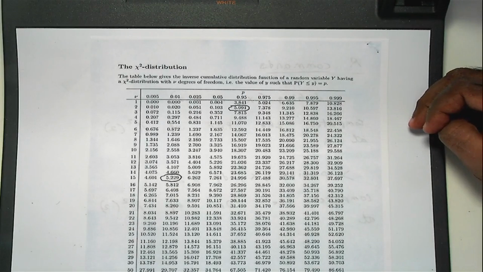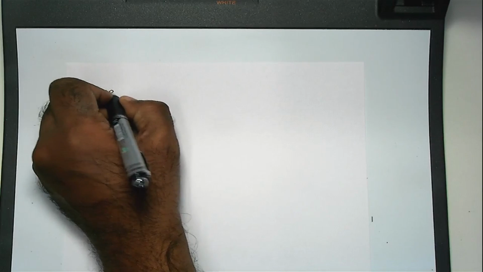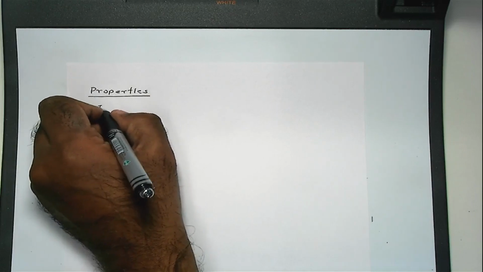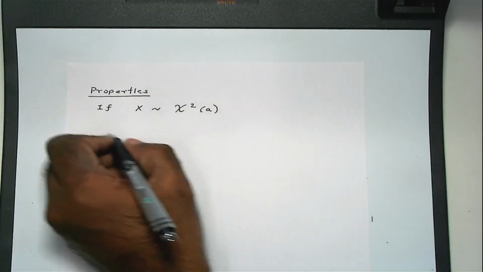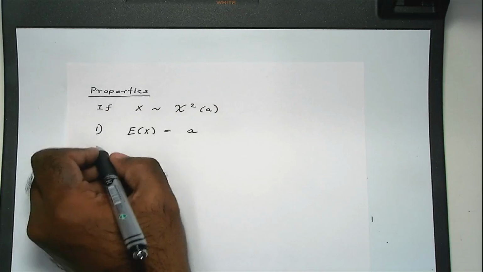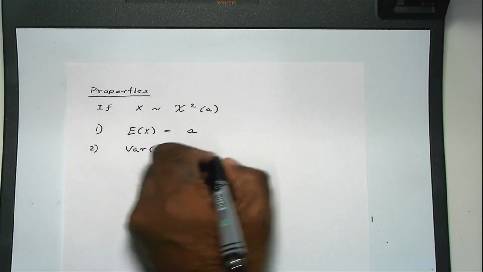Okay, guys. The next thing I want to talk about, I want to give you some properties of chi-square variable. First property is that the expected value is equal to the degree of freedom. The second property is that the variance is 2 times the degree of freedom.